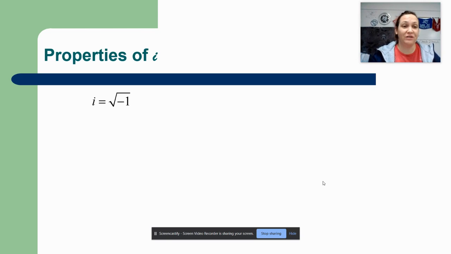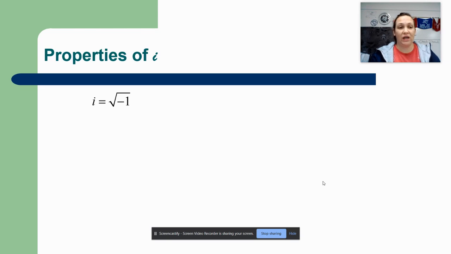i is imaginary because the square root of a negative number does not exist in this world. It just can't happen. But we still want to be able to work with it, and that's why we invented complex numbers. Today, we're going to explore what happens when you raise the number i to a power.